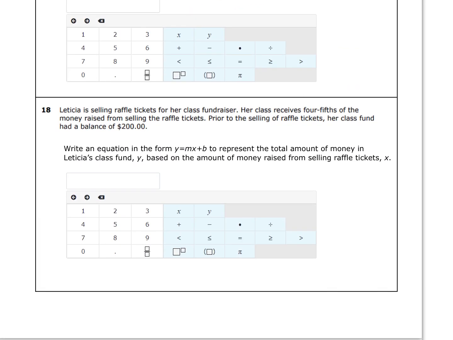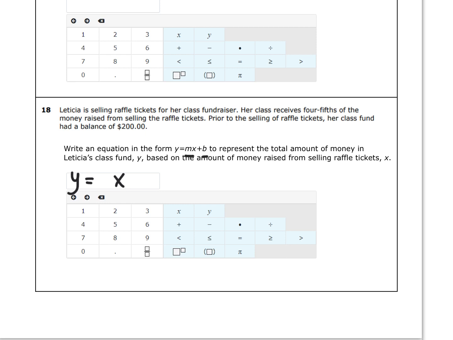Okay. Now, number 18 is the same exact idea, but instead of having to do all of the work, we just have to read it and identify M, the piece that changes, and B, the piece that doesn't. So Leticia is selling raffle tickets for her class fundraiser. Her class receives 4/5. Right off the bat, I'm going to stop there. 4/5 of the money raised from selling the raffle tickets. So is 4/5 going to be the thing that changes based on something else, or is it going to be the thing that occurs one time?